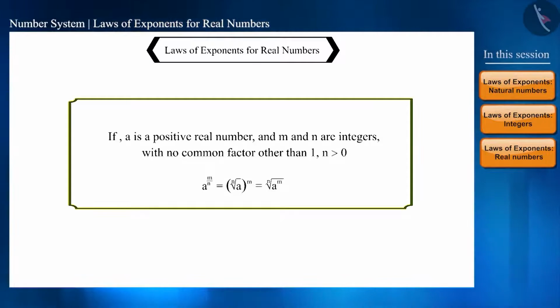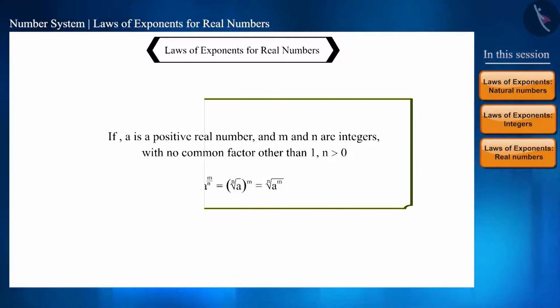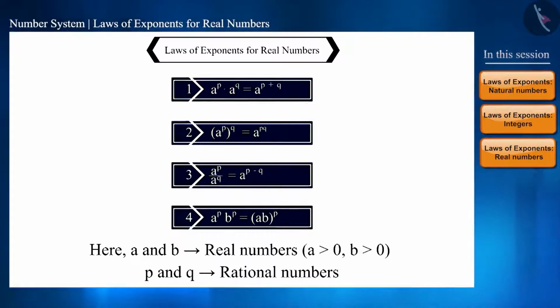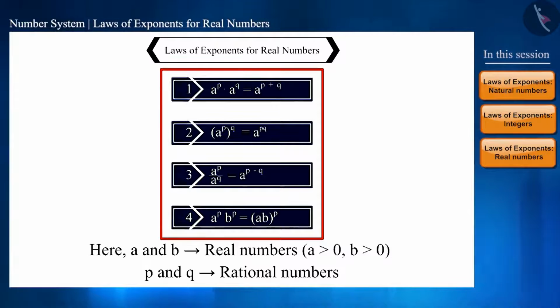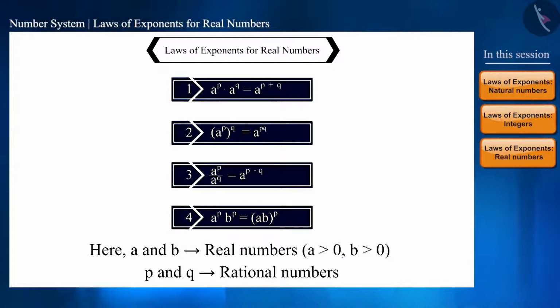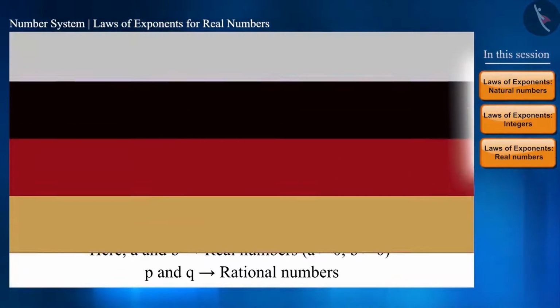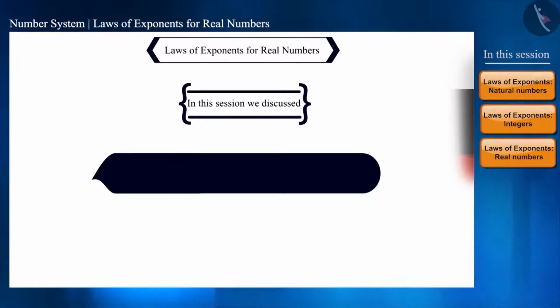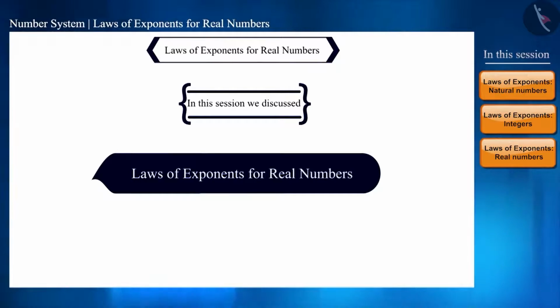Now we can define the laws of exponents as: if a and b are positive real numbers and p and q are rational numbers, then these laws will be something like this. Here all the laws remain the same and will be applicable in the same manner as we do for natural numbers. So that's it for today. In this session, we have discussed the laws of exponents for real numbers.